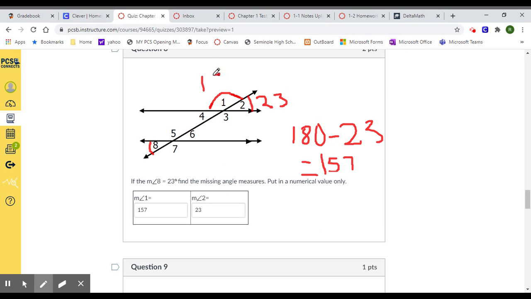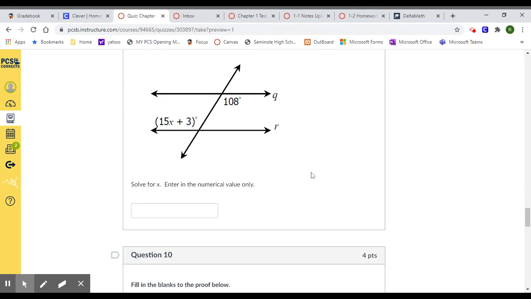So 157 and 23. These form a line. That's how I knew to subtract from 180. You see how they create that line together? Those would be my two angle measures. And technically, knowing those two, you could also figure out all of these other ones. They're either going to be 157 or 23 degrees, but we just had the two to figure out. So let's go to the next one.